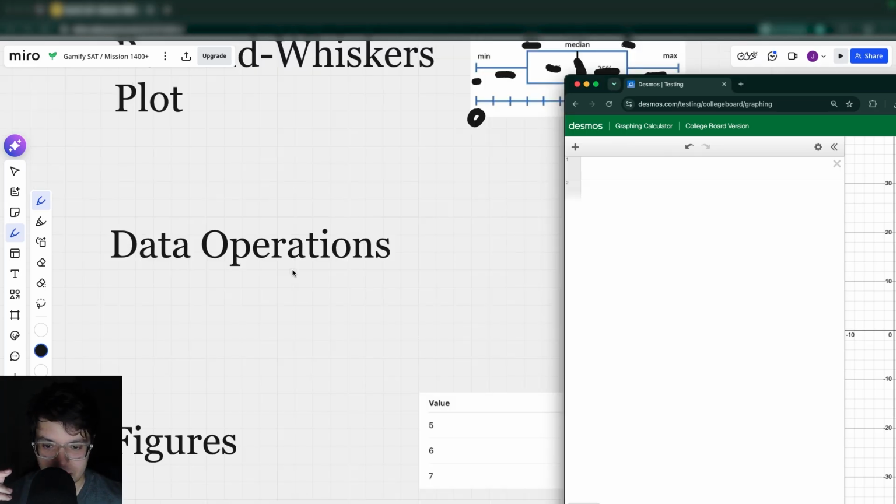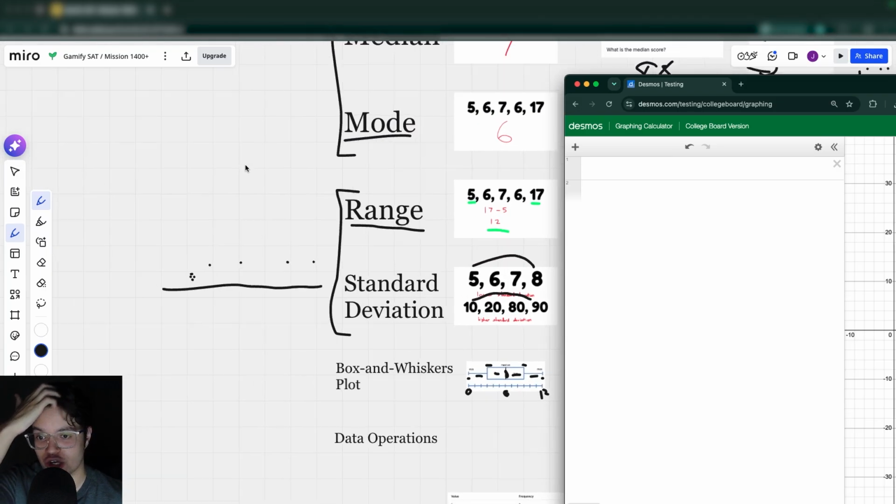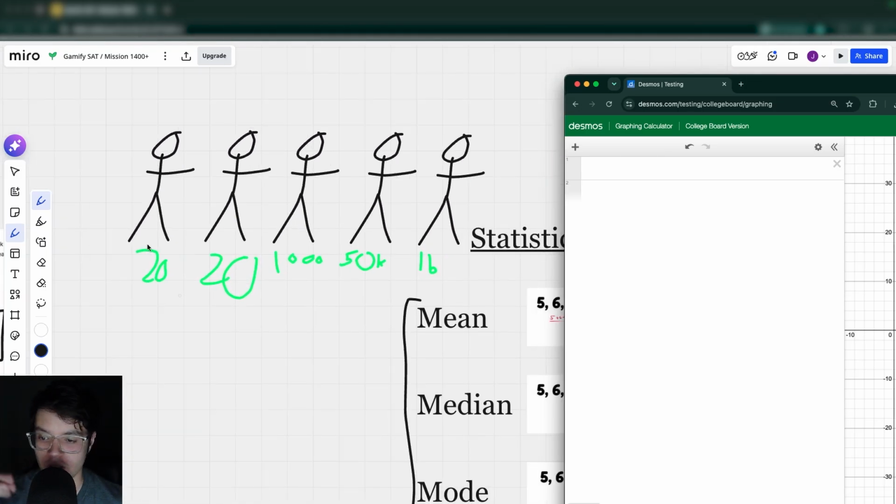Now onto data operations. So what if you went ahead and took all of these different people from before? So this guy, he lost some money in blackjack, but everyone else is the exact same.